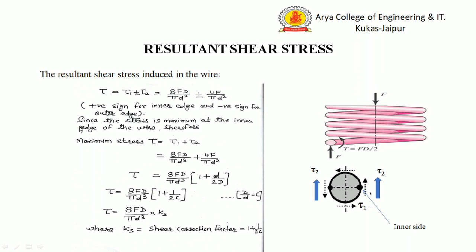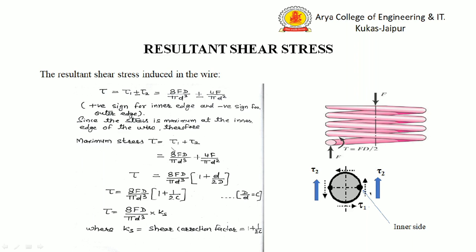As we discussed in the last slide, the stress is maximum at the inner edge as shown in this diagram. At the inner edge the stress is tau 1 plus tau 2, and at the outer edge the stress is tau 1 minus tau 2.